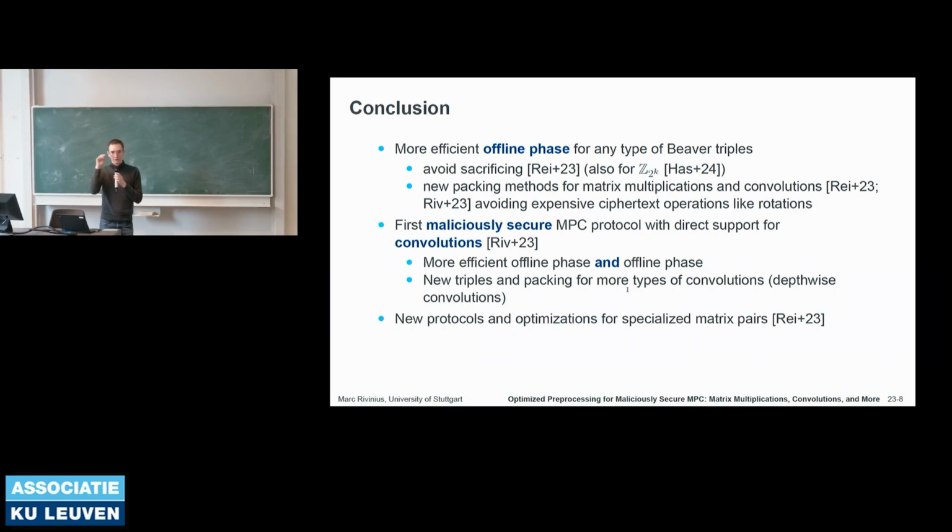And also, like I said before, you can do pairs for matrices. That's something like multiplying a matrix by the transpose of the same matrix. You can use that in some use cases. And we have some specialized protocols here because the inputs for the multiplication for the left side and the right side are partially the same, so you can save some operations there.